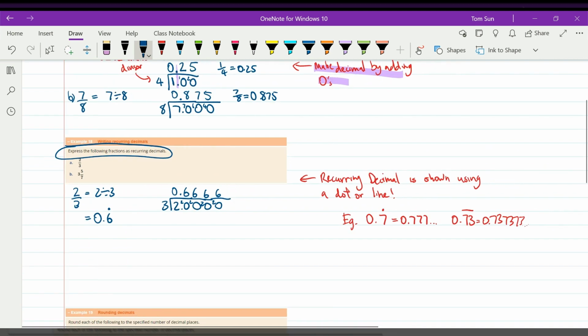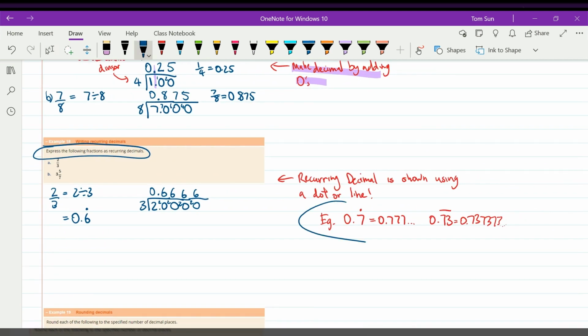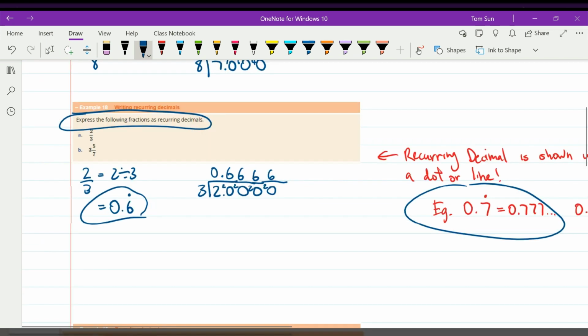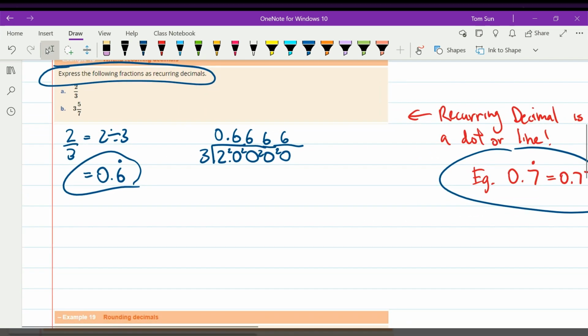So if you need to pause the video to write down the notation, this is what it looks like, just like this one. Okay, 0.666 recurring is how you write it. Let's try B. Question B is a mixed fraction, so hopefully you're familiar now with converting this into an improper fraction. So it's 3 times 7 plus 5. 3 times 7 is 21, plus 5 is 26, and then the denominator stays the same, 26/7. And so once again, this is division, so it's 26 divided by 7.